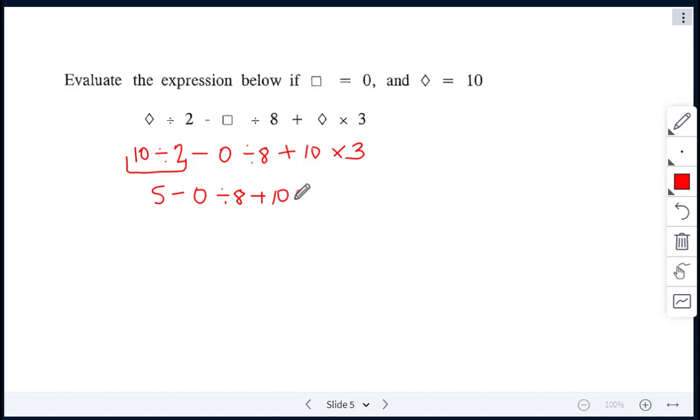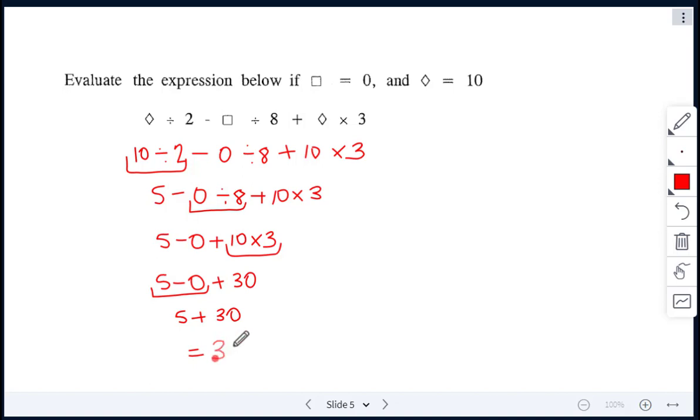plus 10 times 3. All right, so next I have 0 divided by 8 here to do. 0 divided by 8 gives me 0. So I have 5 minus 0 plus 10 times 3. So next I'm going to do the 10 times 3 there. So I have 5 minus 0 plus 30. All right, and now I can go from left to right. 5 minus 0 is 5, and then plus the 30, which gives me 35 as the final answer.